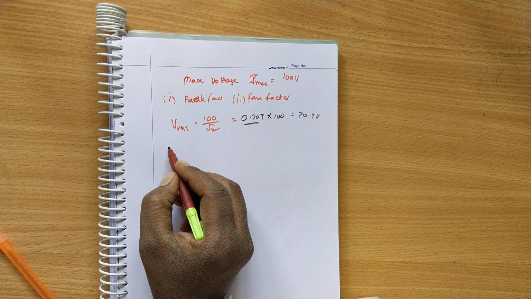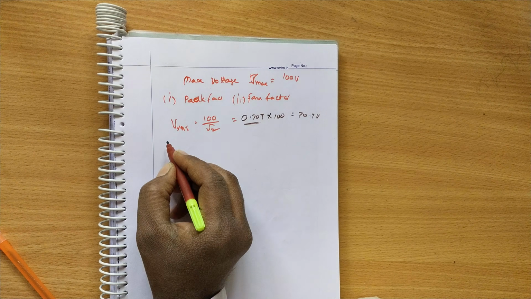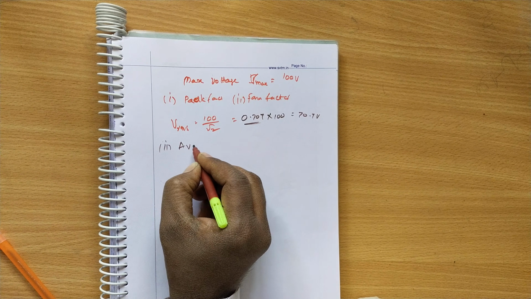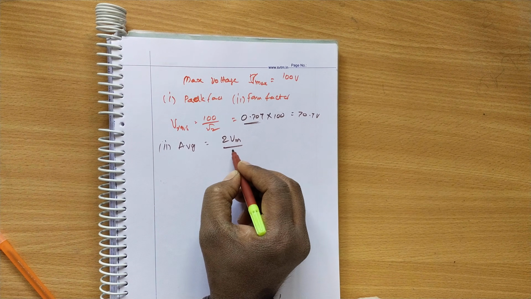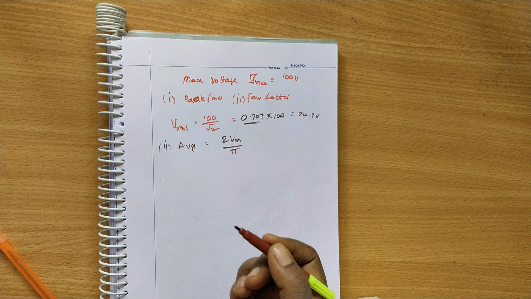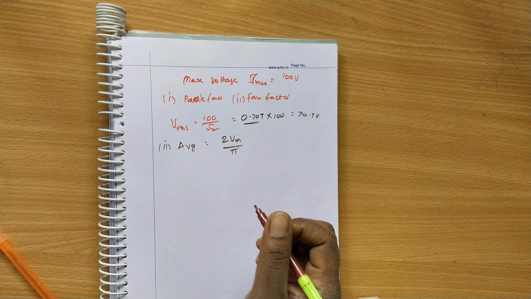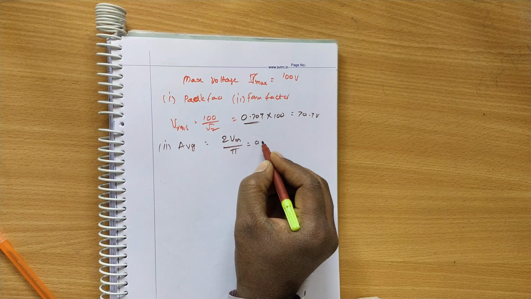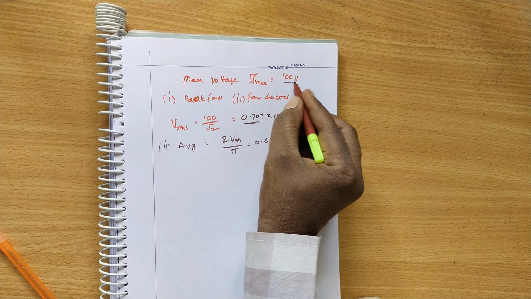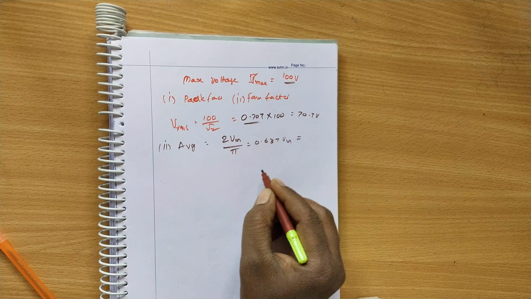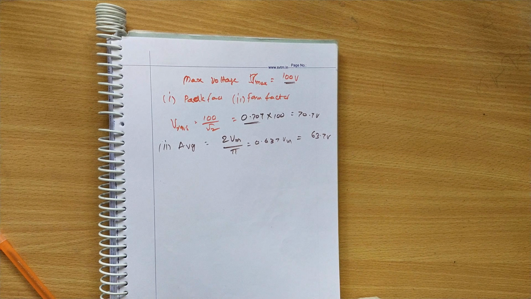Now average value, because to calculate form factor we have to know the average value also. Second one, average value. Average value is given by 2 Vm by pi. This is the formula to calculate it. 2 Vm by pi was explained in an earlier video. 2 Vm by pi equals 0.637 Vm. If you substitute Vm, already given 100 volts, you will get 63.7 volts as the average value.